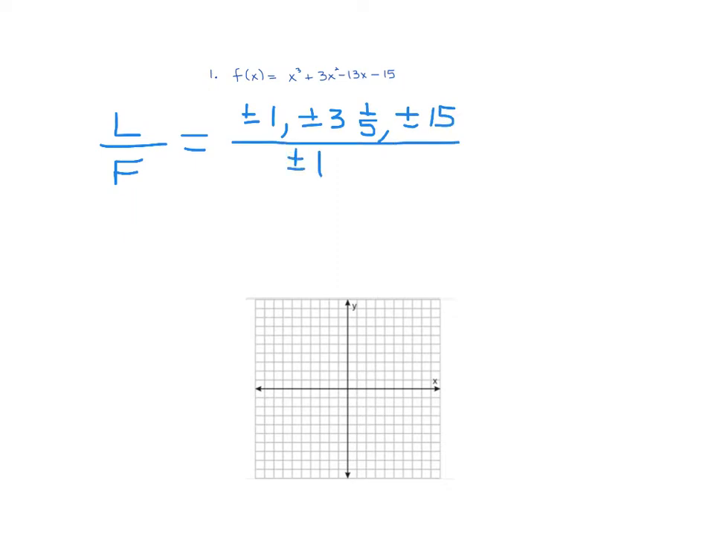I now need to simplify this fraction. However, because my denominator is 1, all of my possible zeros are just going to be the factors of that negative 15. So now I'm going to choose a number from this list, and I'm going to begin my synthetic division process. I always like to start with 1 or negative 1. But it's up to you, as long as you choose a number that's in here.